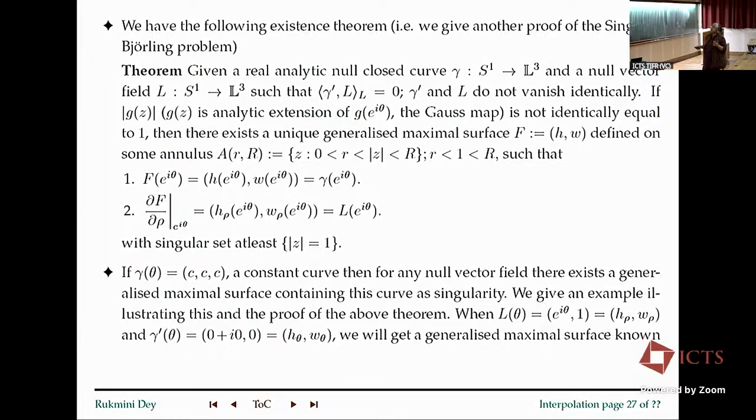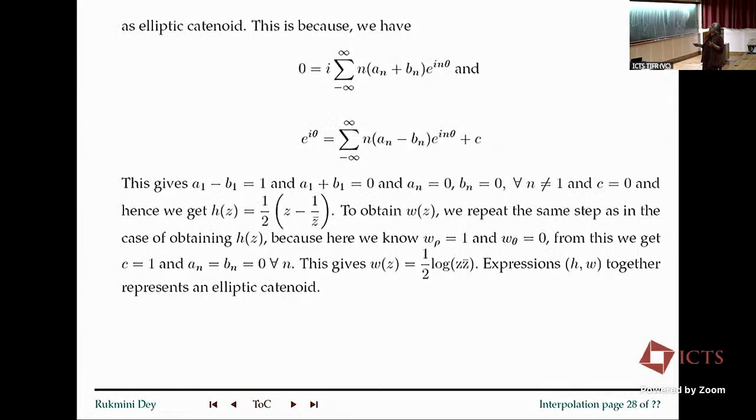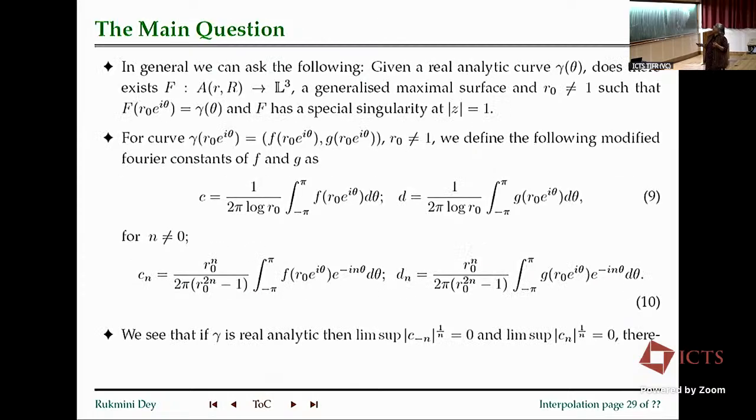And we are interested in the case when gamma theta is a constant, because we want it to go to a point. And again, in the elliptic catenoid case, we have an example. So the main question is the following. Given a real analytic curve gamma theta, does there exist an f, a generalized maximal surface, and an R naught such that R naught e to the I theta maps to gamma theta and f has a special singularity at mod z equals to 1?